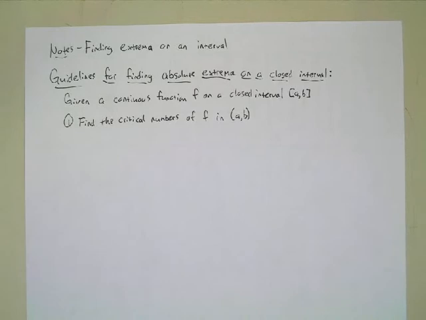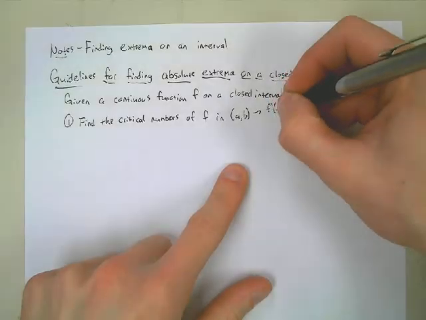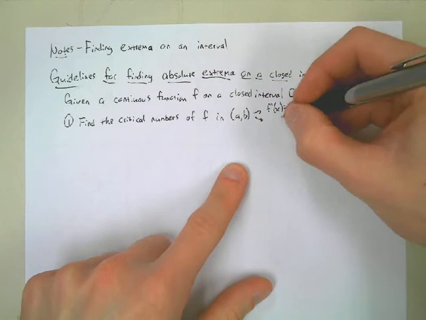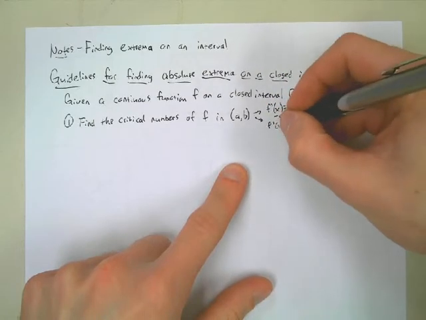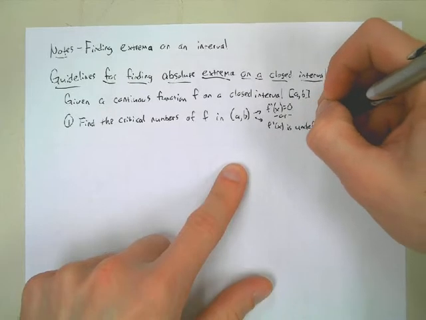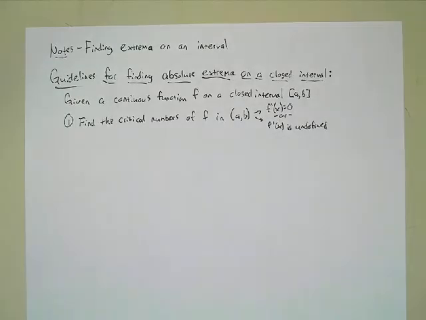How do we find critical numbers again? Set the derivative equal to 0, or find when the derivative is undefined. So it's either f prime of x equals 0, or f prime of x is undefined. So that's how we do that first step. You have to check both things, okay?